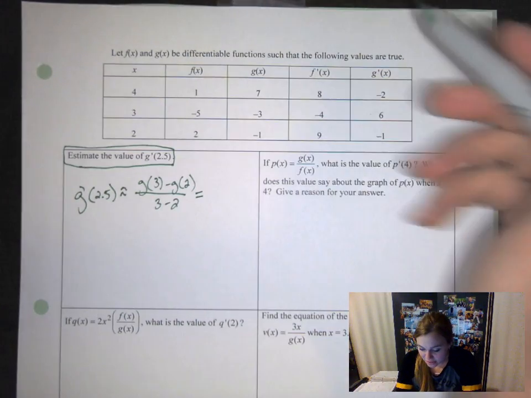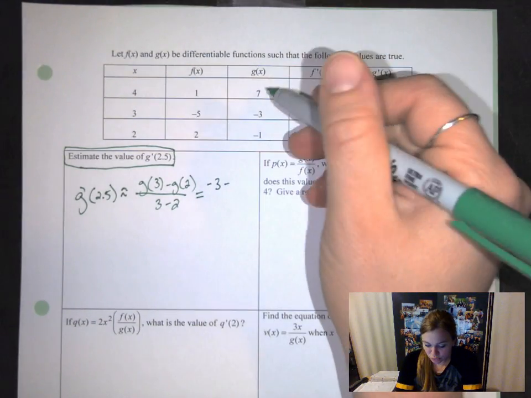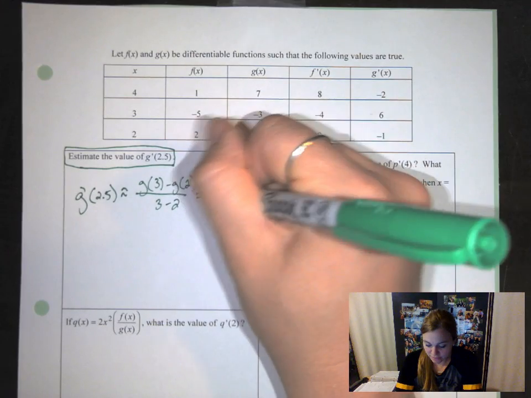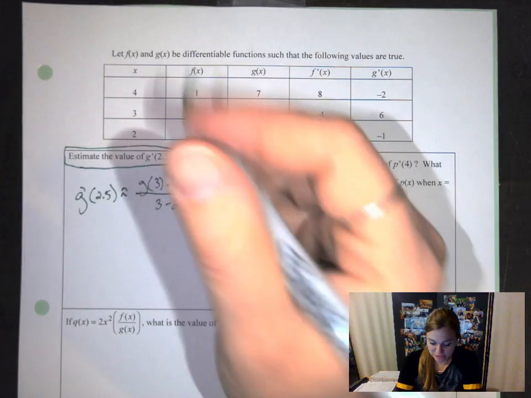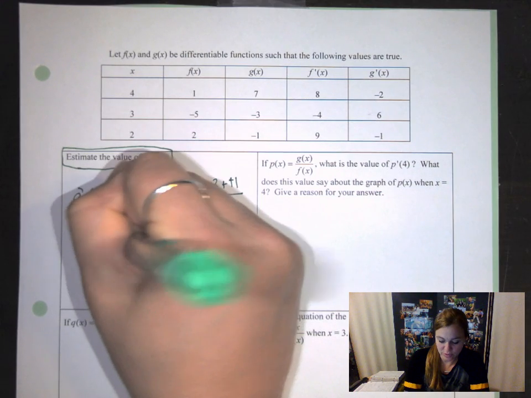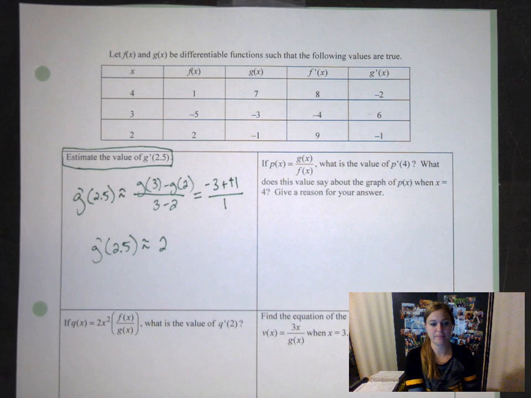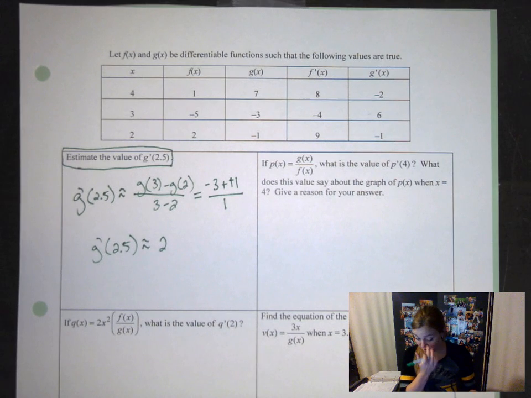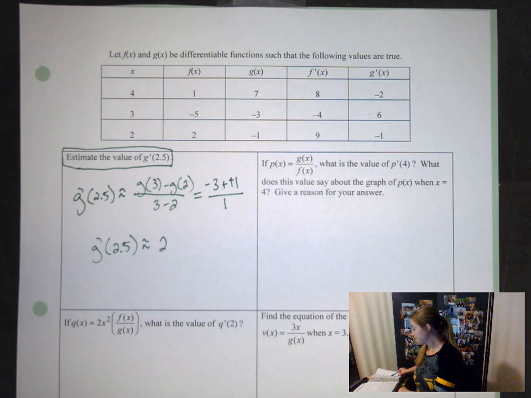G of 3 was -3. G of 2 is -1, over 3 minus 2. If you add these together, you would get -3 plus 1, which is 2, divided by 1 is still 2. So I'm going to say approximately 2. And then I'm going to do the next one. I'm going to say, okay, which direction we want to go. Let's do this one. So how about you try it?